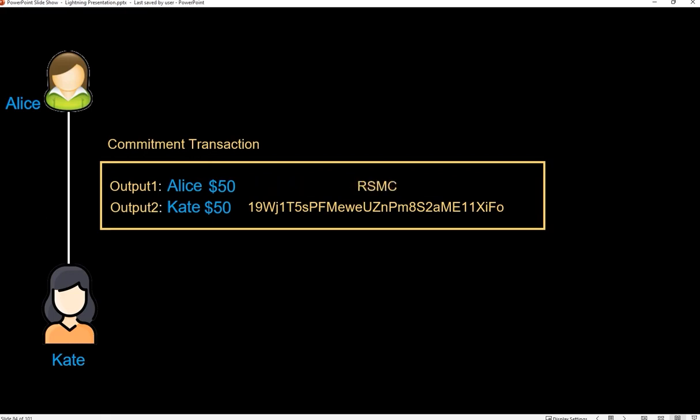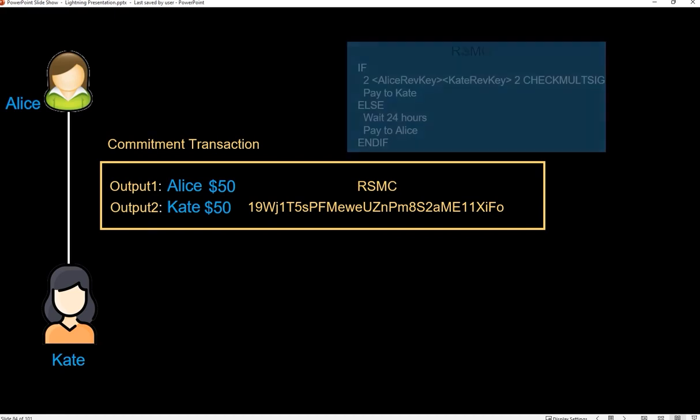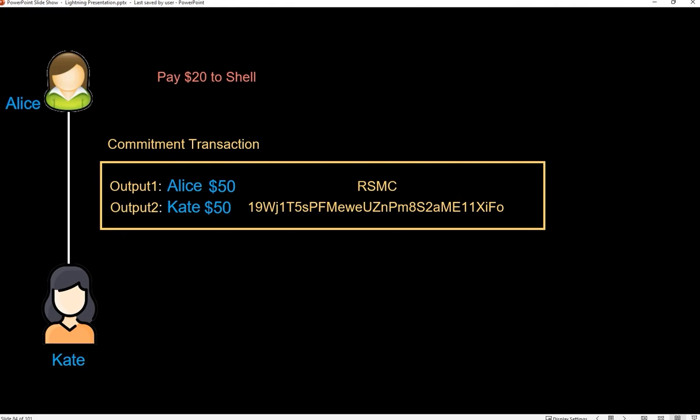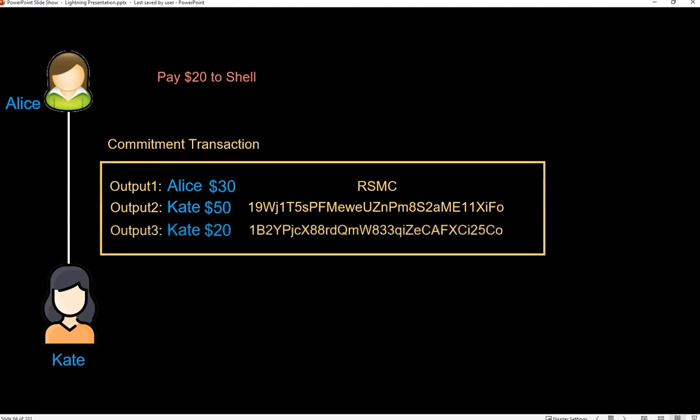What would you do if, normally this is Alice's funds in the revocable sequence maturity contract to protect Kate, right? And here's the RSMC. What would you do if I wanted to pay $20 to Shell? So Alice could deduct $20 from her balance in the revocable sequence maturity contract, right? And then offer to pay Kate an extra $20, but do it in a separate address.